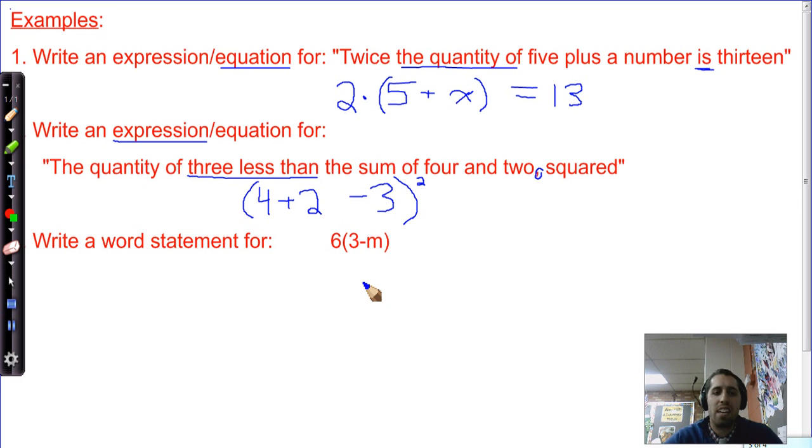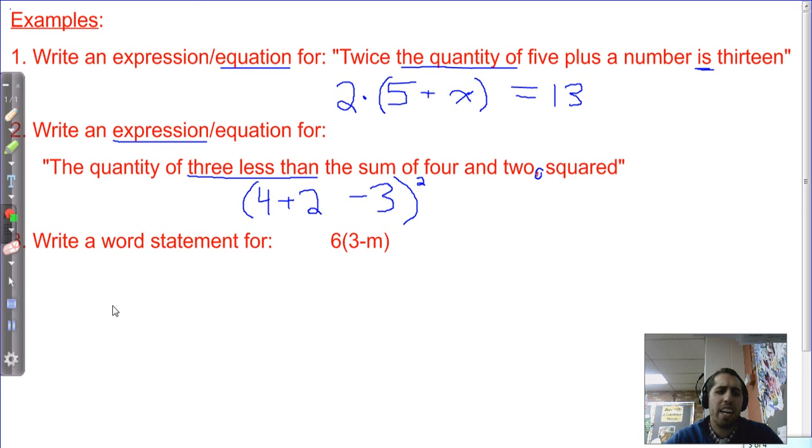So we can say that this is the sum of 4 and 2, then we're going to find 3 less than it, and then we're going to square it. And it's just an expression. It's not a complete thought. We don't have an answer. You could probably find the answer, but you don't have to. They just want us to write an expression. So we're good to go here.